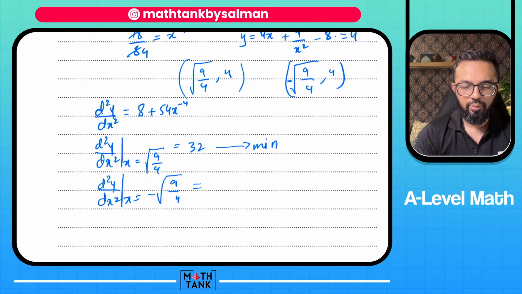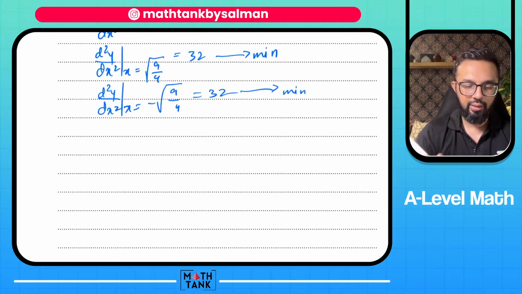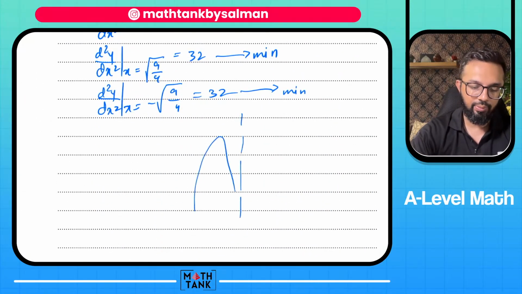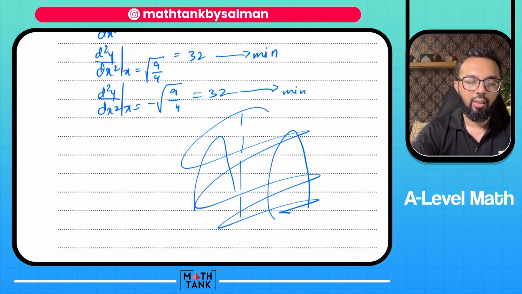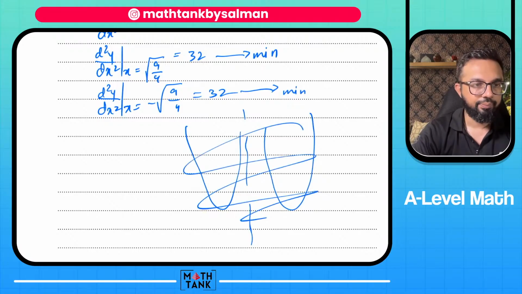Okay, now how would that work? I will have to sketch the graph for this. But the graph is not so simple. It's going to look something like this. You're going to have asymptotes and it's going to look something like this on both sides. Sorry, minimum on both sides. So it's going to look something like this.